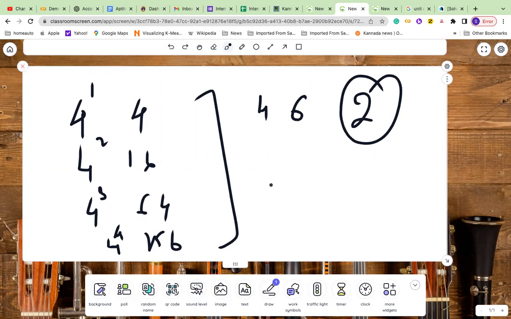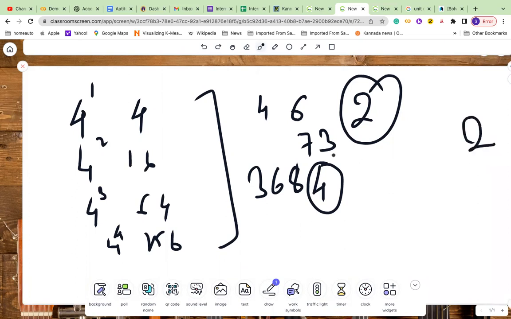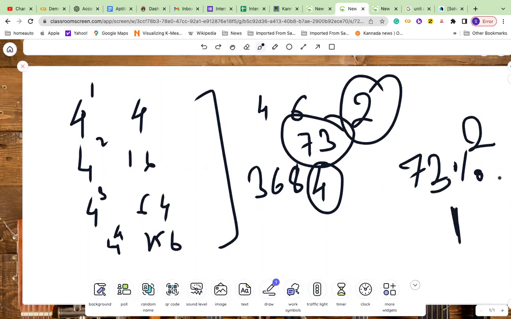So now if I want to find 4 to the power of something like 73, this unit is 4, correct? So now I need to look at the cyclicity of 4. What is the cyclicity of 4? It is 2. So now this power I should take modulus of 2. What is the modulus of 73 by 2? The remainder is 1. Yes or no?